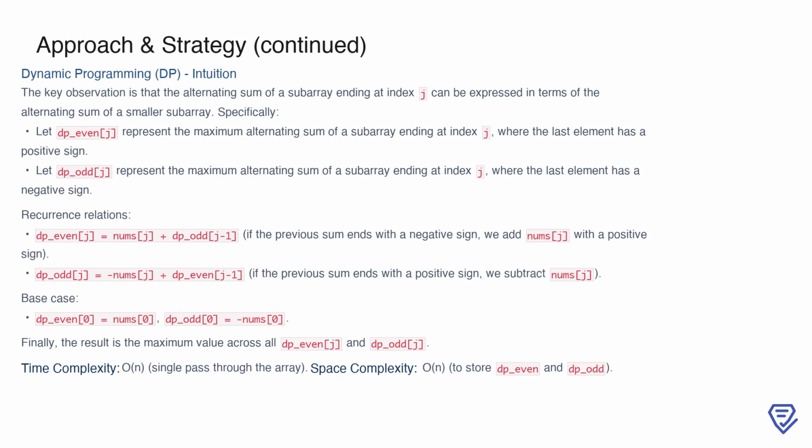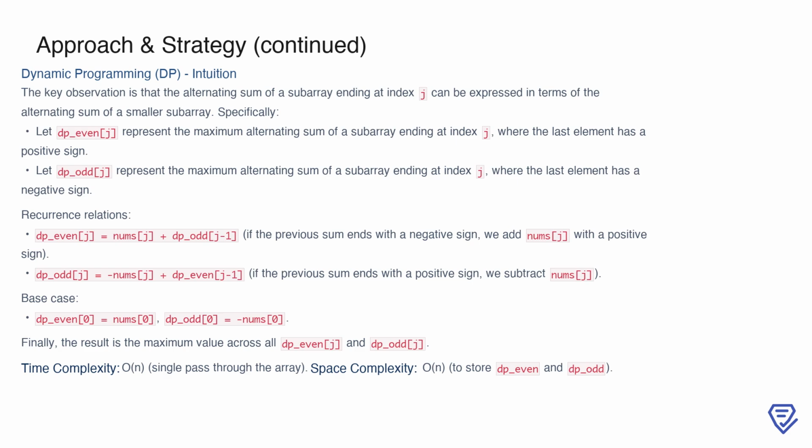To further improve efficiency, we can use a dynamic programming approach by leveraging the recursive structure of the problem. The key insight is that the alternating sum of a subarray ending at index j can be derived from the alternating sum of a smaller subarray ending at index j-1. To formalize this, we define two arrays, dp_even[j], which represents the maximum alternating sum of a subarray ending at index j with a positive sign for the last element, and dp_odd[j], which represents the maximum alternating sum of a subarray ending at index j with a negative sign for the last element.